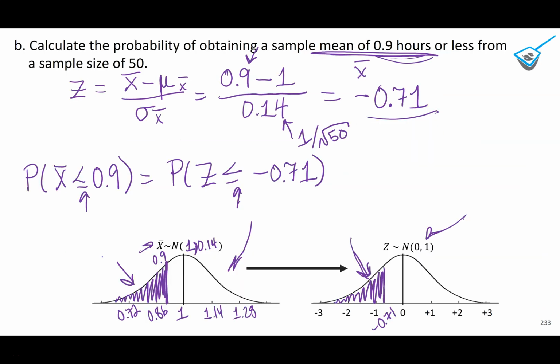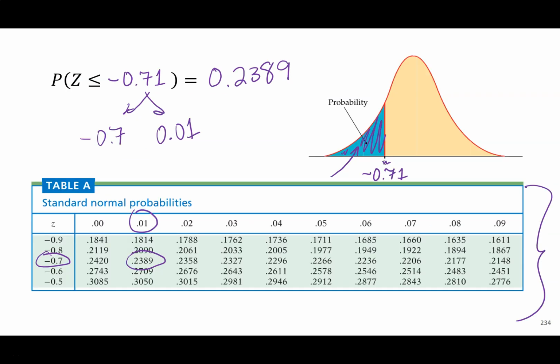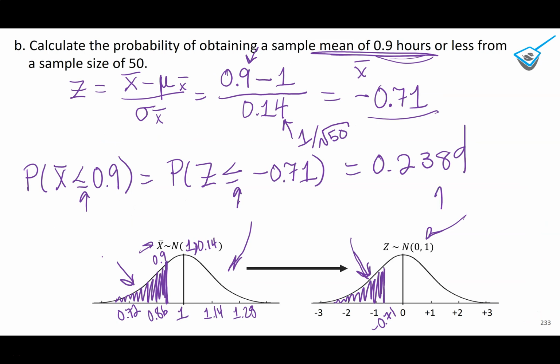So what this is saying is, if I were to randomly sample 50 pool cleaning times from this company, from all of their pool cleaning times, the probability that I'd take a sample of 50 and get an average pool cleaning time of 0.9 hours or less, that happens about 23.8% of the time, given the distribution of the population. So, somewhat often, not quite a quarter of the time.